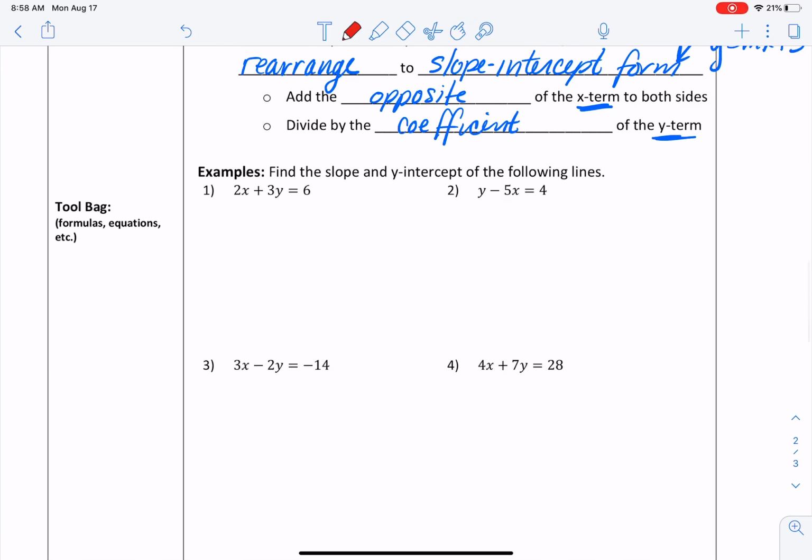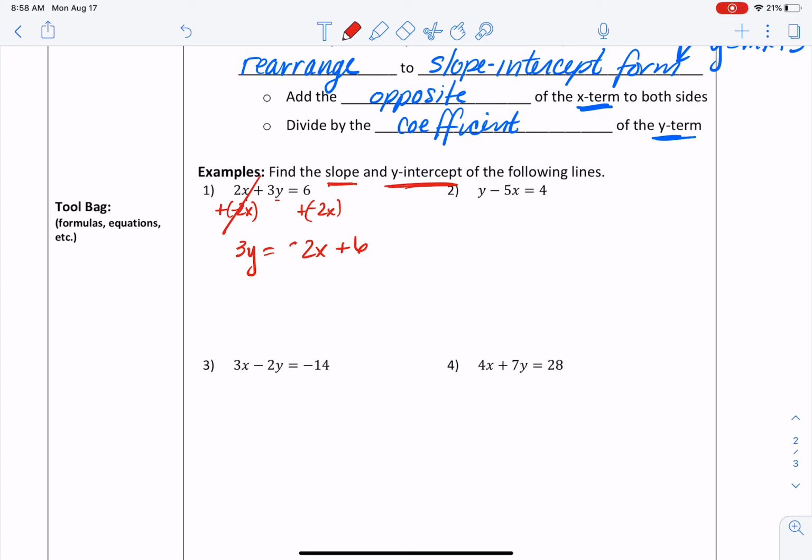For this one, you don't have to graph. All that you're asked to do is to find the slope and the y-intercept. I'm not even asking you to graph this one. So the first thing to notice is that it does have x and y. All of these will. They have x and y on the same side. I need to add the opposite to both sides. So plus a negative and a positive is 0. So that gives me 3y equals, notice I'm going to put the x first.